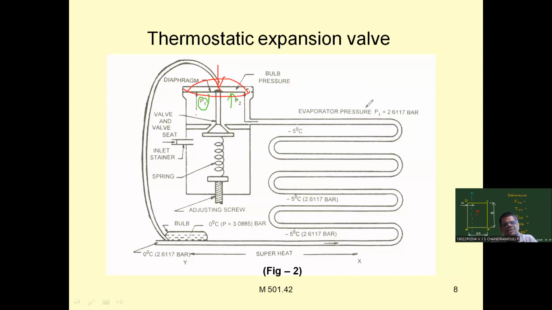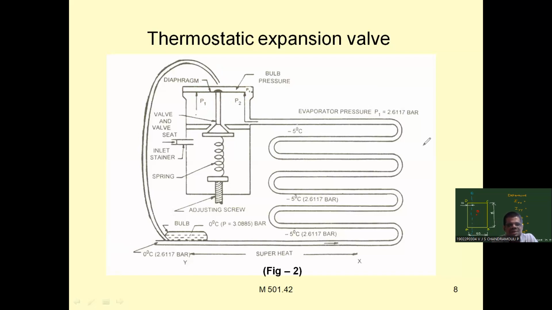Thereby, the complete prevention of the flow into the evaporator, or very few quantity of refrigerant enters into the evaporator. Okay, is it clear? So that's all.